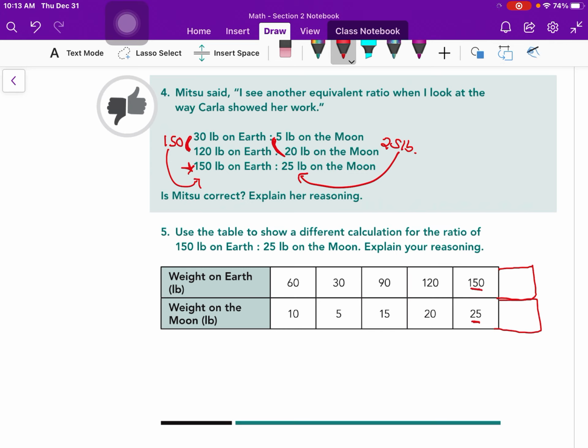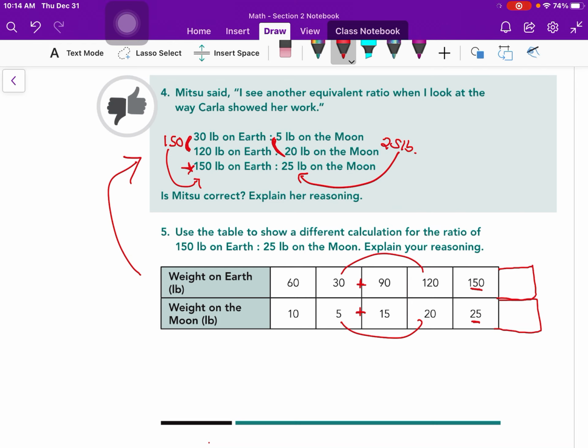All right. So how else could we get 150 to 25? In Mitsu's solution, they added the weight of a 30-pounder and a 90-pounder to get a 120er, right? And then they added a 30-pounder plus a 120er to come up with this new one. What's a different way we could do it?